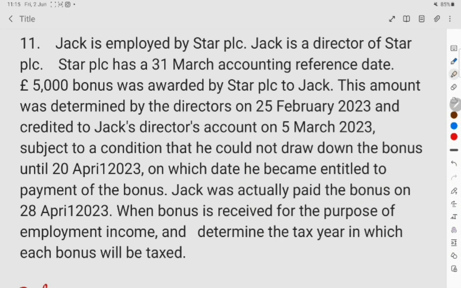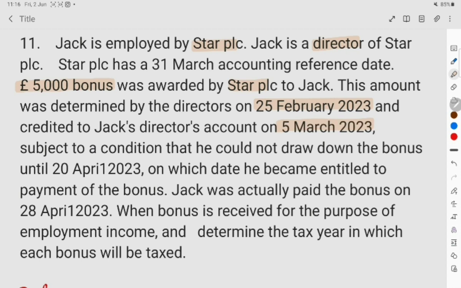Next very important question. Jack is employed by Star PLC. Jack is a director of Star PLC. Star PLC has 31st March accounting reference date. Remember, for a director there are some special rules that we have to consider in this question, how to apply these rules. 5,000 bonus was awarded by a company to Jack. This amount was determined by the director on 25th February and credited to Jack, meaning director's account, on 5th March.